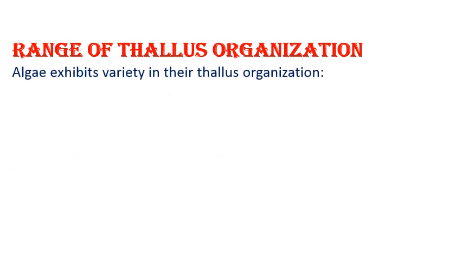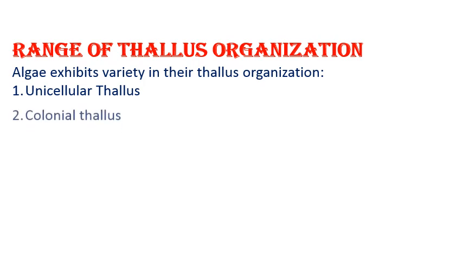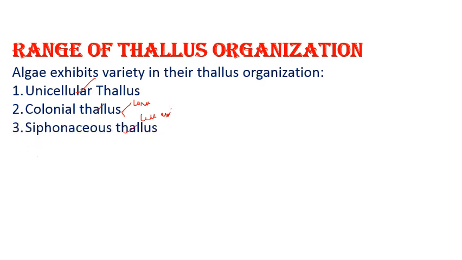Let's dive in. So we have range of Thallus organization in algae that involves unicellular forms. Then we have multicellular forms which include colonial thallus. It may be coenobial. Coenobial means having a thallus which contains a definite number of cells arranged in definite manner and definite shape, while second one is the cell aggregations. So there are two types of multicellular forms, and we have Siphonous thallus.